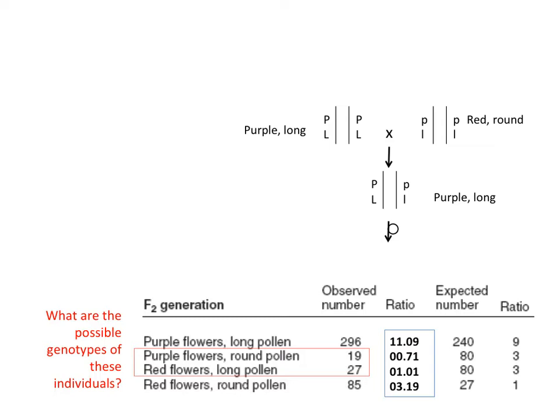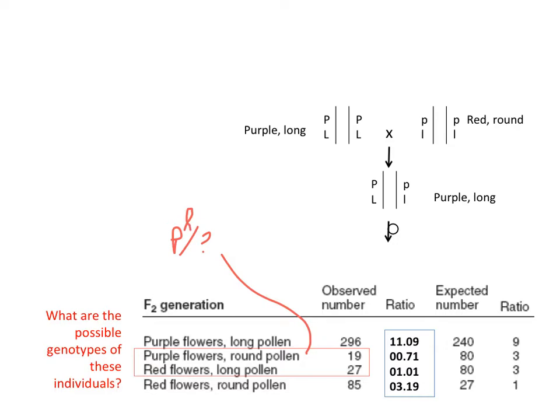If you have purple flowers and round pollen, what would the genotypes of those plants be? So it could be, purple's big P is dominant, right? So it's going to be big P over something. I'll put a question mark. It could be big P over big P or big P over little p. Either of those would be purple. Then what about round? Okay, so round was recessive. So this has to be big P, little l.